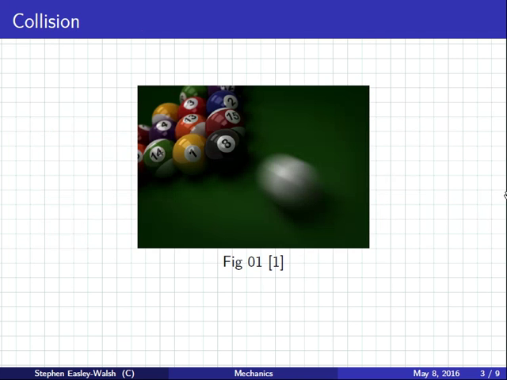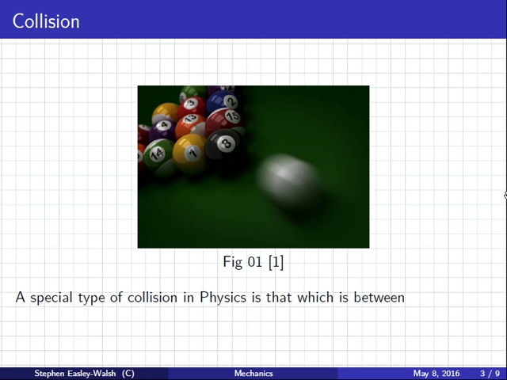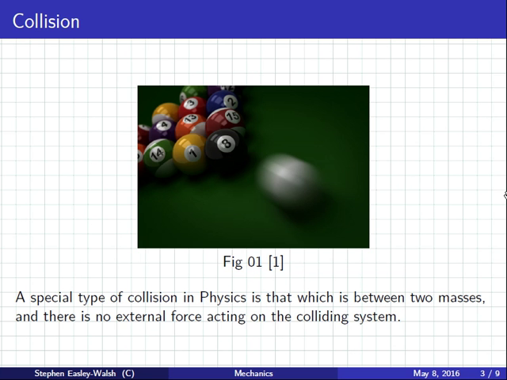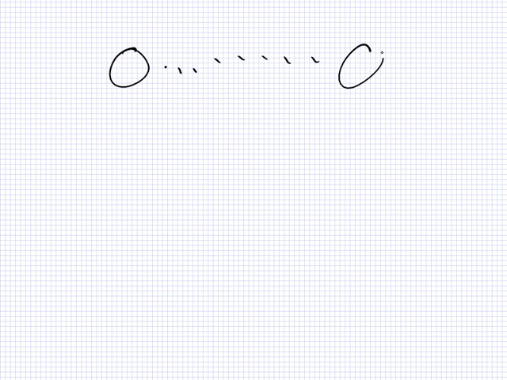Right. Okay, so just so you're clear, this is what I mean by collisions. Like one ball hits another ball, something like this. Ball sitting on a book. That's it. This is a special type of collision in physics, which is between two masses and there's no external force. So the ball collides, but there's no other force pushing it. One is moving and hits. This moves along and hits this one. Maybe they move together.